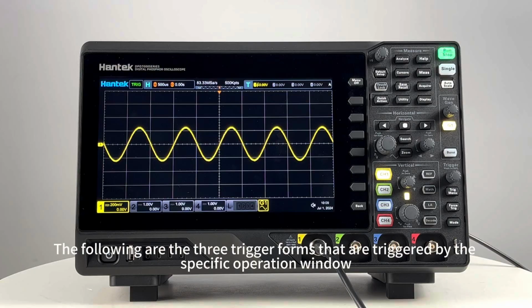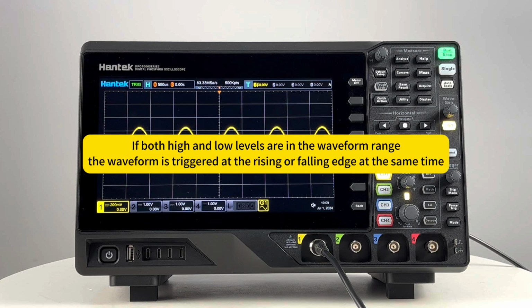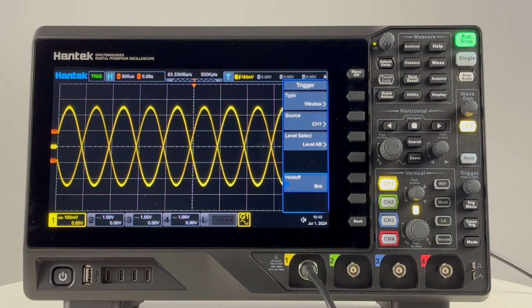The following are the three trigger forms that are triggered by the specific operation window. If both high and low levels are in the waveform range, the waveform is triggered at the rising or falling edge at the same time.